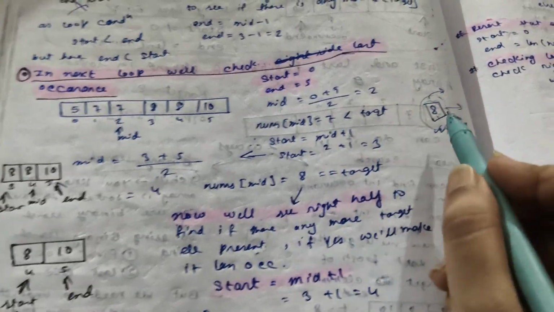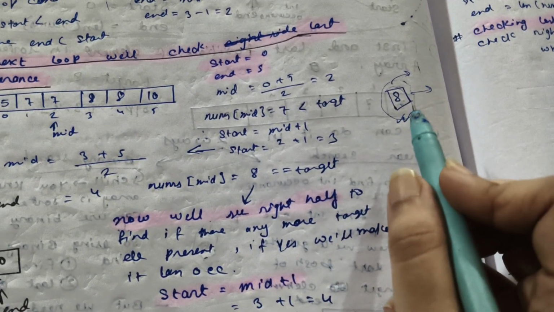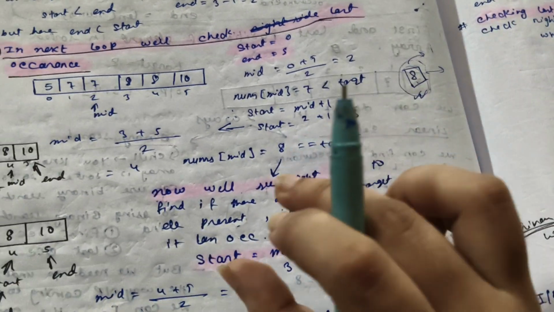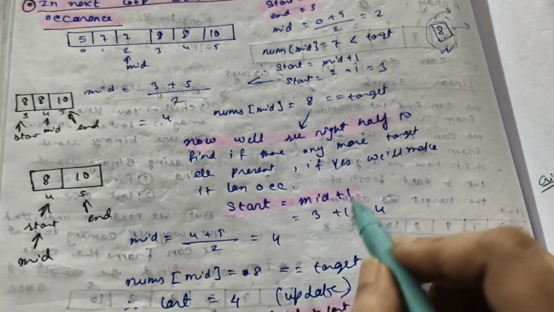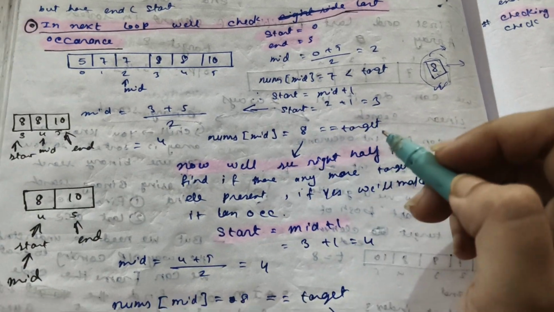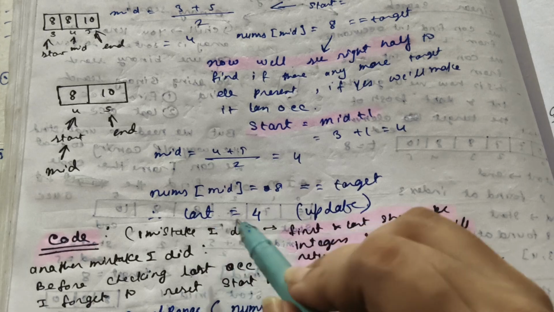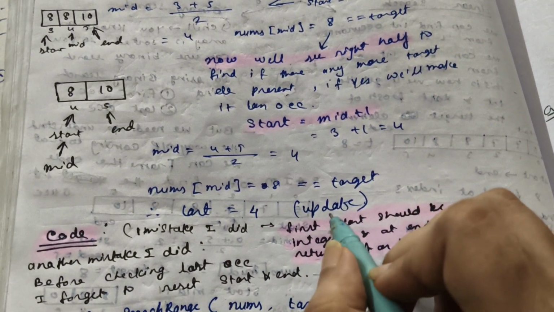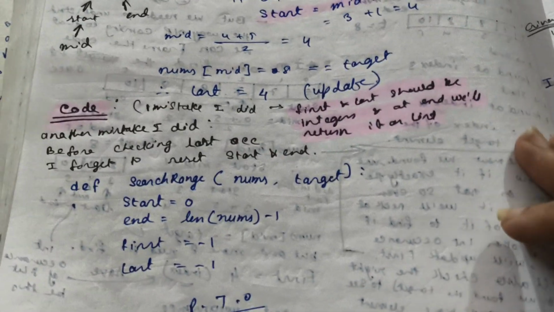So once we found the target, that is mid equal to target, we are going to do start equal to mid plus 1. We are shifting to check the right section. And after that we are again going to store this mid into the last variable, in order to point to the last occurrence. So this is the entire code explanation.